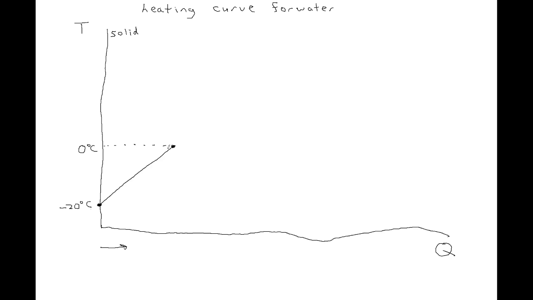That's right. And what will be happening to its temperature as it melts? The temperature will stay constant. That's a good answer. That's right. While we're melting, the temperature stays constant. So that part of the graph would look like this.